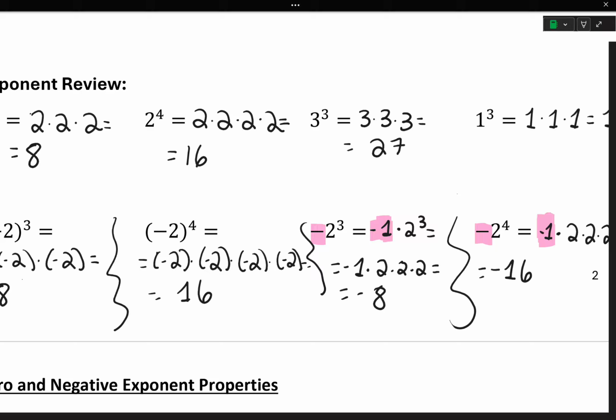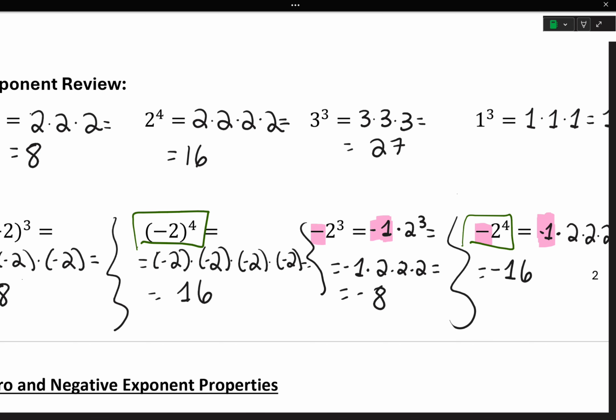And when you're using your calculator to put in -2 to the power of 4, you have to be careful and make sure you're putting it in the right way. If -2 is in parentheses, keep it in parentheses. If not, don't. It makes a difference.